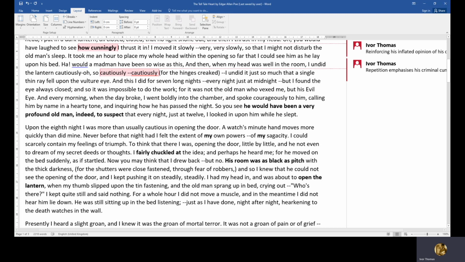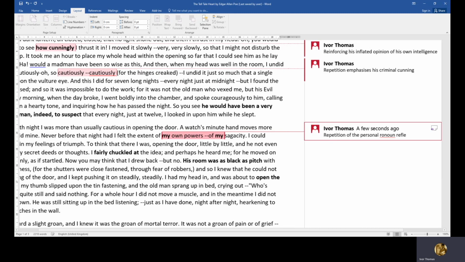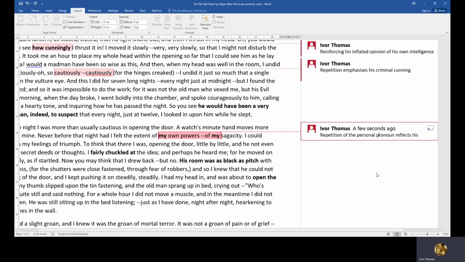Let's review this paragraph. So here he's come again to remove the eye, but he's made a blunder. He's woken the old man up by accident, and they're both frozen in the darkness. My powers, my sagacity, let's say, the repetition. Ego means self, basically, love of his self. Repetition of the personal pronoun reflects a big ego.